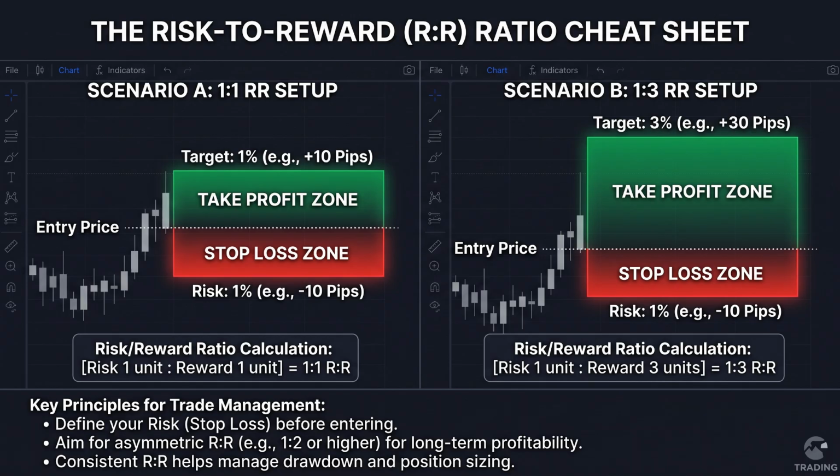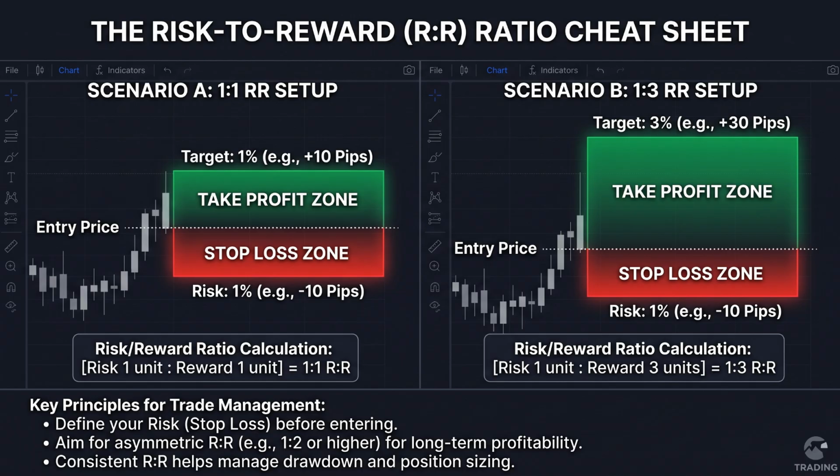A vital visual guide to understanding the risk-to-reward, RR ratio, a foundational concept for survival and profitability in the markets. On the left, Scenario A demonstrates a basic 1:1 RR setup. In this scenario, the distance from the entry price down to the stop-loss zone, your risk, is exactly equal to the distance up to the take-profit zone, your target.